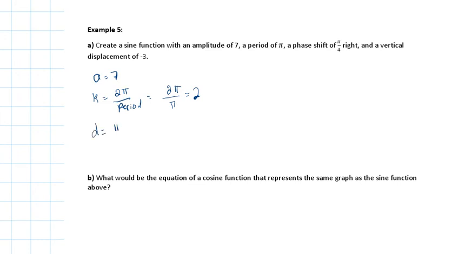And since this is a sine function, I can write it as y equals 7 sine 2 times x minus pi over 4. Remember, it's shifted to the right, and then -3. So what would be the equation of a cosine function that represents the same graph as the sine function above? In order for me to find that, I'm going to take you back to the previous page to show you this.